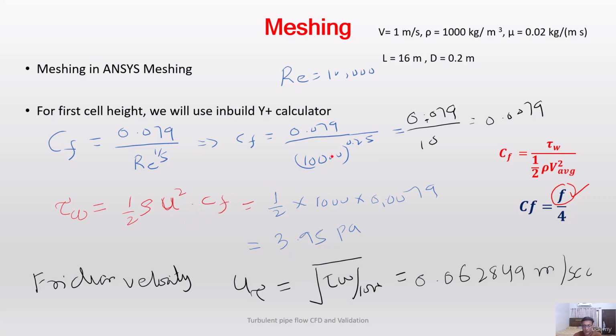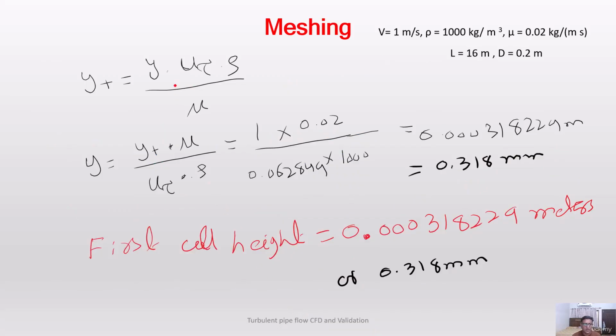So right now with this correlation it is 3.95, and the frictional velocity, which is a velocity scale in the boundary layer, is given by the square root of tau wall divided by the density. This comes out to be 0.062849 meter per second, and the y plus is actually related to your first cell height. So that is the first cell height, which is actually the y here.